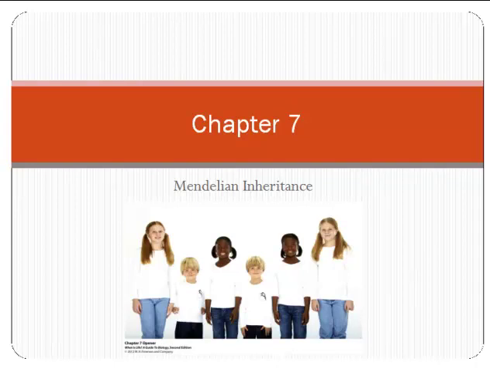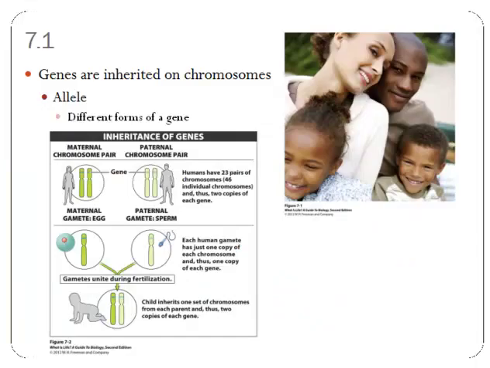In Chapter 7, we'll look at how characteristics are inherited using Mendelian inheritance. First of all, we need to look at some basic terminology, and you're already familiar with some of these. You know about chromosomes because we covered them in Chapter 6, and genes are inherited on chromosomes. And we've looked at some of these, so when we talked about the chromosomes from parents, from the mother and the father, and particular locations on the chromosome.